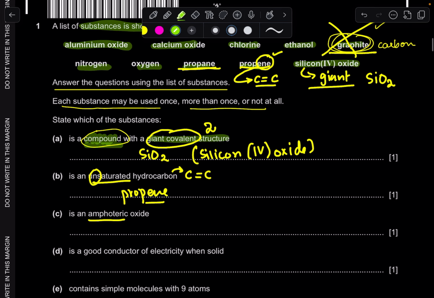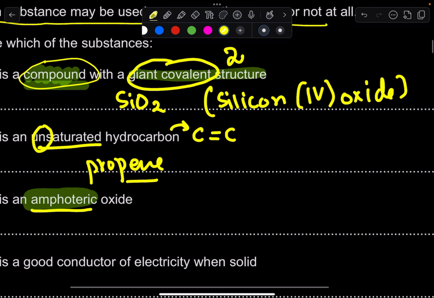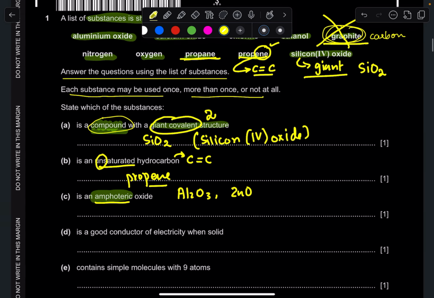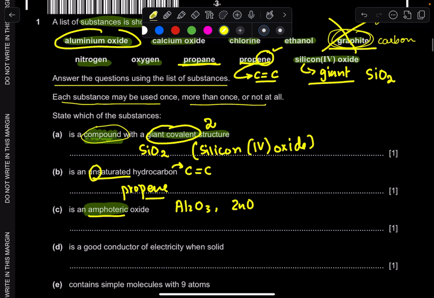Next, this is an amphoteric oxide. Amphoteric means that it can react with both acids and bases to form salt and water. So we know that there are only two amphoteric oxides in our syllabus. There's aluminum oxide and the second one is zinc oxide. So over here is aluminum or zinc oxide given? Yeah, we have aluminum oxide over here, so it's going to be aluminum oxide. And you should know that they can react with both acids and bases.